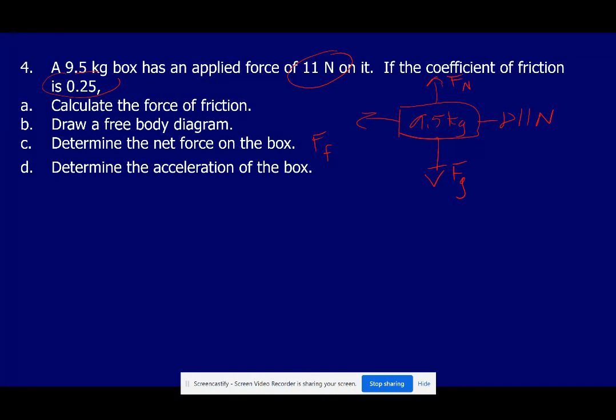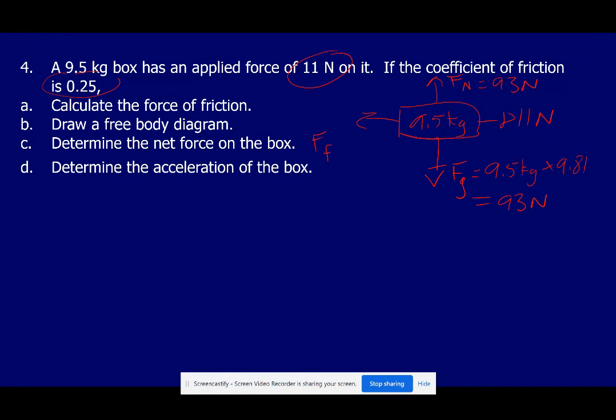Now I'm going to calculate the force of friction. To do that, I have to do a bunch of things. I need the weight, first of all, which will be the mass, 9.5 kilograms, times 9.81 newtons per kilogram. So I go 9.5 times 9.81, and I got 93 newtons. That means the normal force will be 93 newtons.